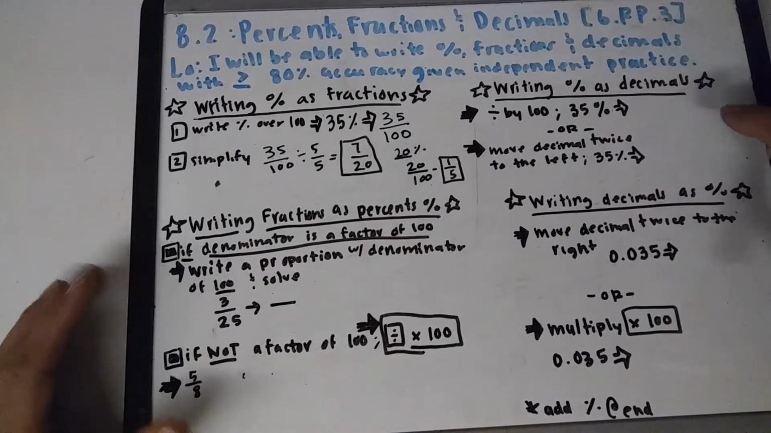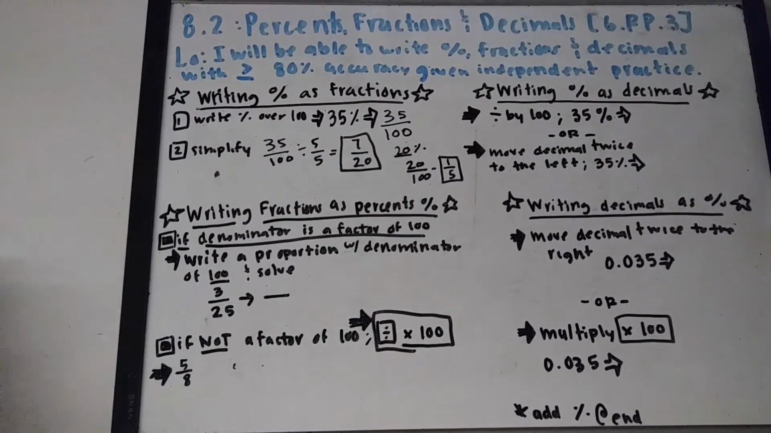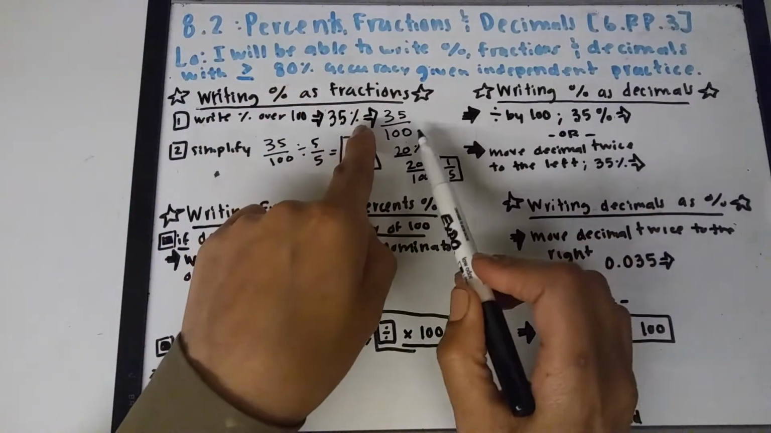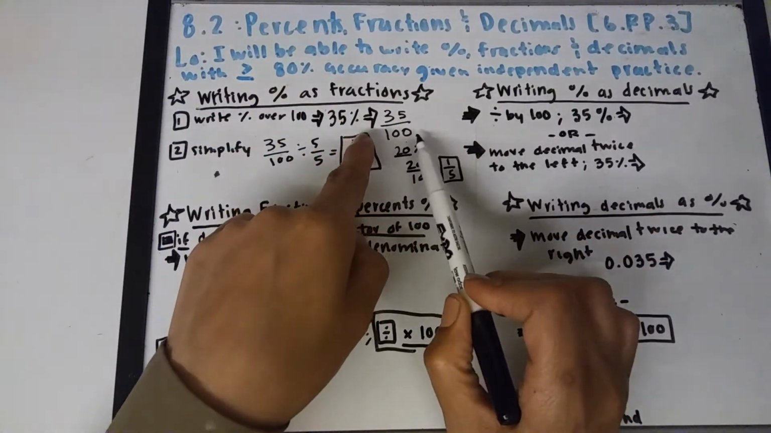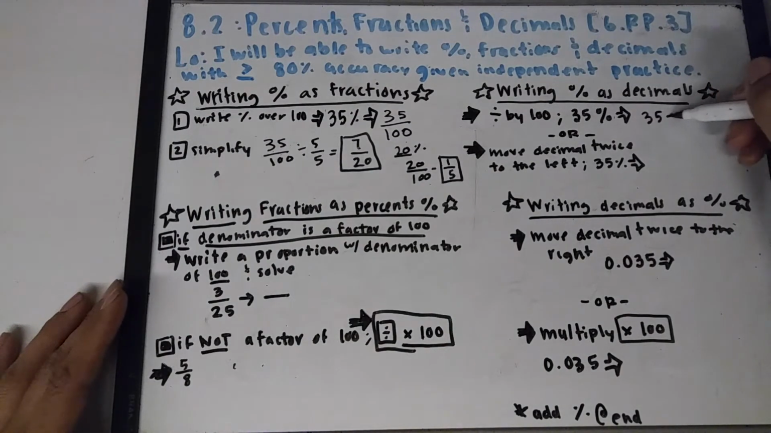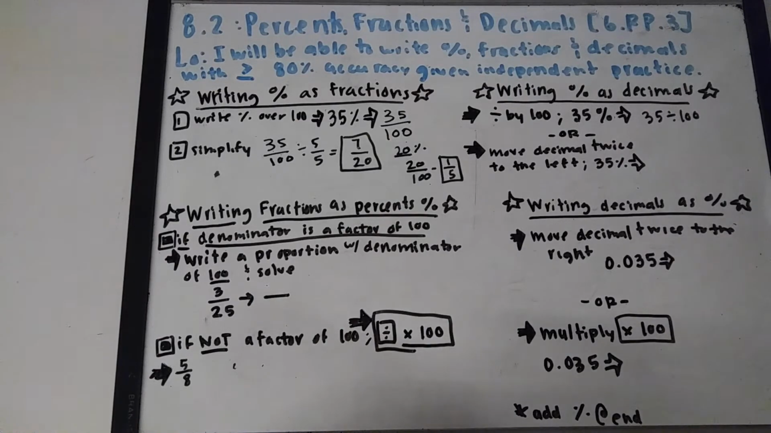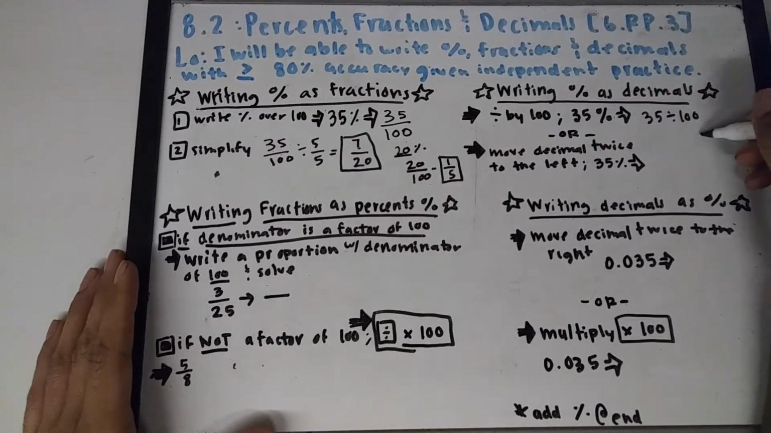Now, writing a percent as a decimal. Basically, again, once we look over here, it's 35 over 100, which is basically dividing. So you basically have 35 divided by 100. Okay, that's basically what you have in there. And I can do that. So remember, first one goes into the house. So I'm going to say 35 divided by 100.